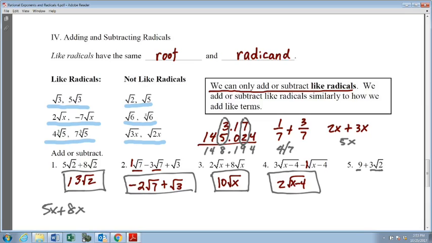The only thing that I can add to a 3 square root of 2 would be another radical that's got a square root of 2 in it. And so 9 is not even a radical, so we can't do anything here. Sometimes students will add the 9 and the 3, but you're combining a radical term with just a regular number, a whole number, and you can't do that. A radical can only be combined with another like radical. So this is already simplified. We can't do anything else with that.